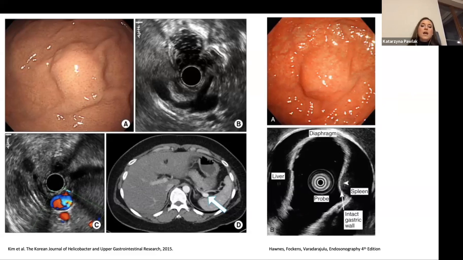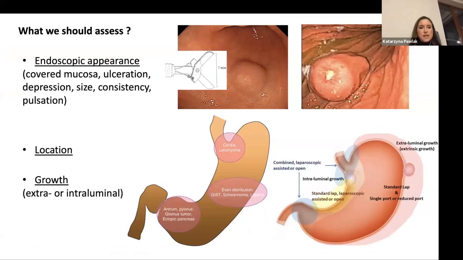And what is the most important for the assessment, what should we assess when it comes to subepithelial lesions?